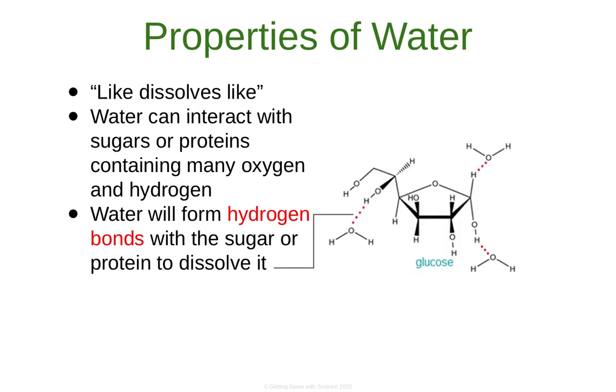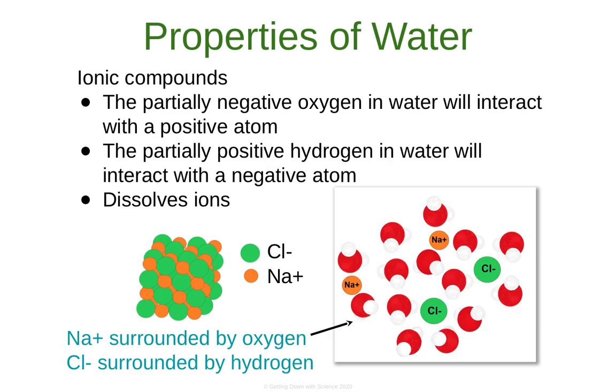Commit this to memory: like dissolves like. Polar things like other polar things and dissolve in each other. Ionic compounds have a positive and negative end. An ionic compound is a metal and a non-metal bonded together. Usually the metal is positive and usually the non-metal is negative. So when they're together, they have this partial positive, partial negative end.